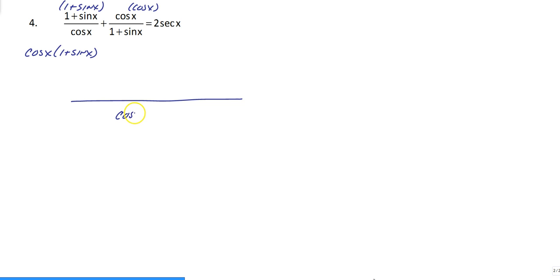So the first thing we're going to have is a common denominator of cosine x and 1 plus sine x. And that's going to be 1 plus sine x times 1 plus sine x. And then our separate term is going to be plus cosine x times cosine x, which we know is cosine squared x. Okay, and that's somehow all going to simplify to 2 secant x.